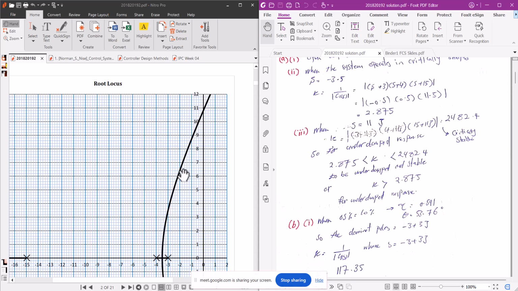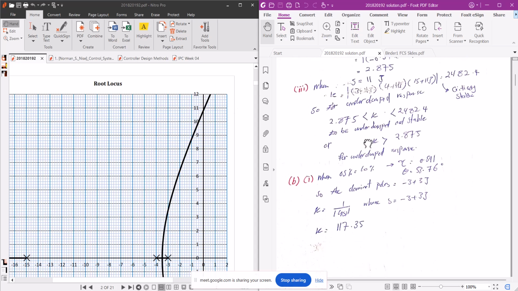This is the range at which your system poles will move here, and your system will be in the underdamped region. Or you can say that k is greater than 2.875, but its upper limit is this. You have to make your gain lower than this, because if your gain equals this, your system will become undamped, and if your gain is greater than this, your system will become unstable. On the right half plane your system will become unstable.